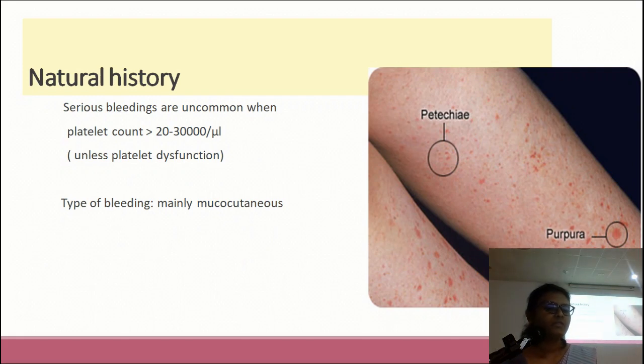So, natural history. Platelets are mainly involved in primary hemostasis, so the bleeding pattern is mucocutaneous. Serious bleedings are uncommon when the platelet count is more than 20 to 30,000, because the platelets are very immature and very active in ITP. If serious bleeding does happen with a platelet count more than 30,000, there should be some kind of platelet dysfunction. This can again be explained because antibodies can cause platelet dysfunction as well, but it is uncommon.